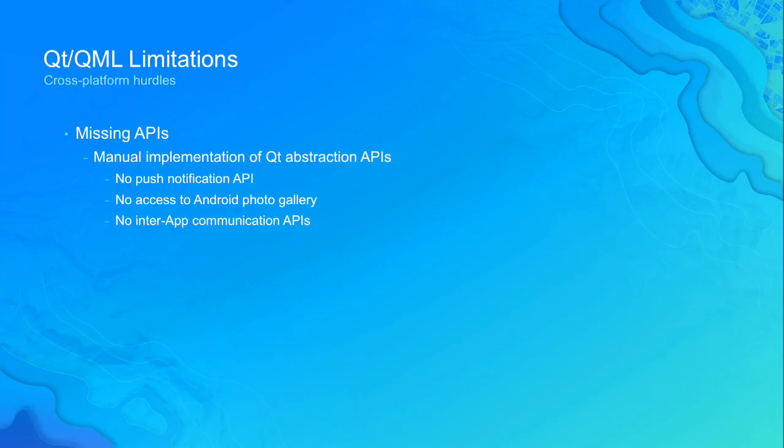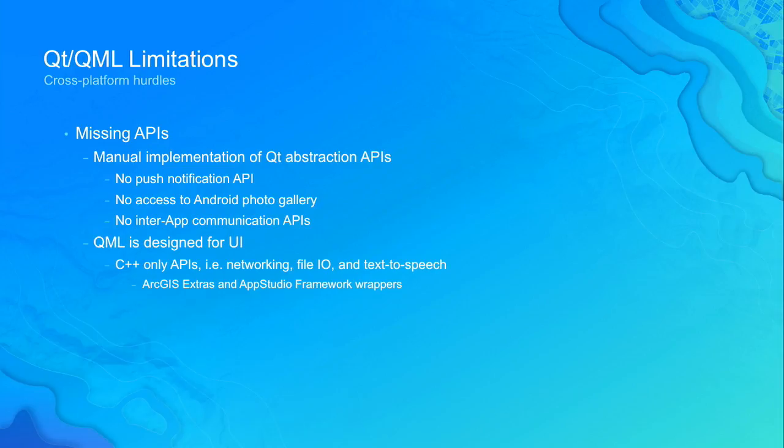Like one of the big ones that we keep getting nailed on is no client-side push notifications API. So if you need push notifications, you're going to have to implement it yourself because the Qt framework doesn't have that. No access to Android photo gallery, inter-app communications API, things like Apple AirDrop. You're not going to get an API for that unless you drill down and you actually start writing some Swift or Objective-C code.